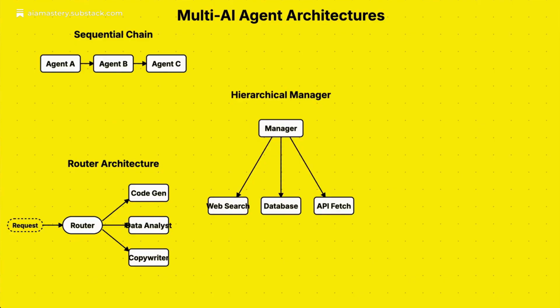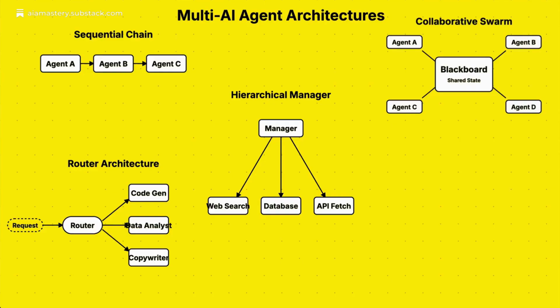For multifaceted problems, the hierarchical pattern deploys a manager agent. It receives a massive objective, decomposes it into a graph of subtasks, and delegates them to specialized workers. Worker agents execute subtasks in parallel, performing web searches or querying databases. They return findings to the manager, who synthesizes the disparate data into a cohesive output.